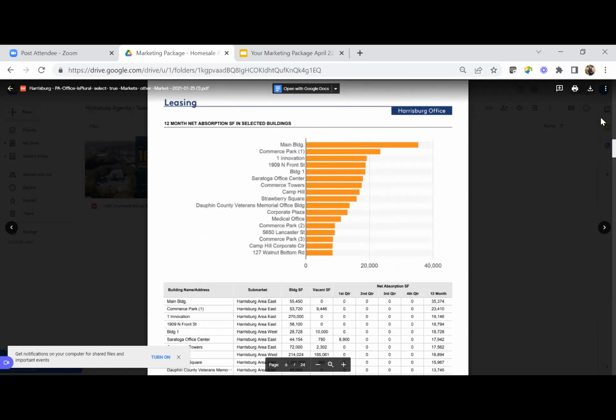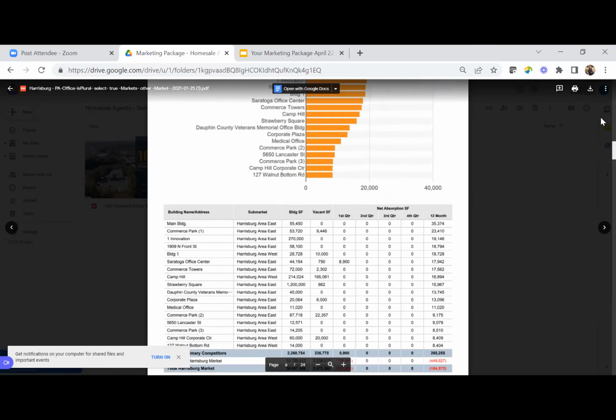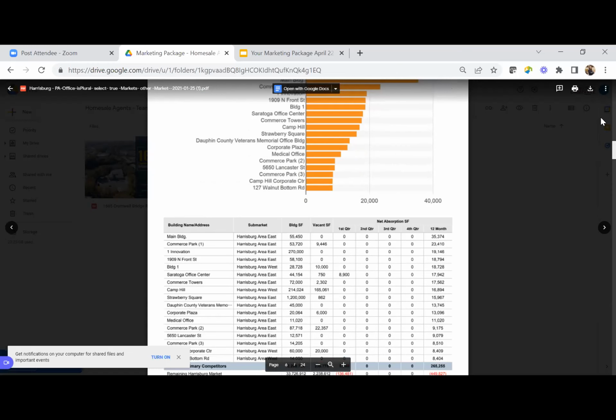This would be 12-month net absorption and the locations for the competition to show you who's adding and who's subtracting and what their vacancy is. You'll see in Camp Hill, right in the center there, for those in our Camp Hill office, during this period, Harrisburg area west, there was 214,000 building square footage available and 165,000 vacant square footage, which I thought was really significant.